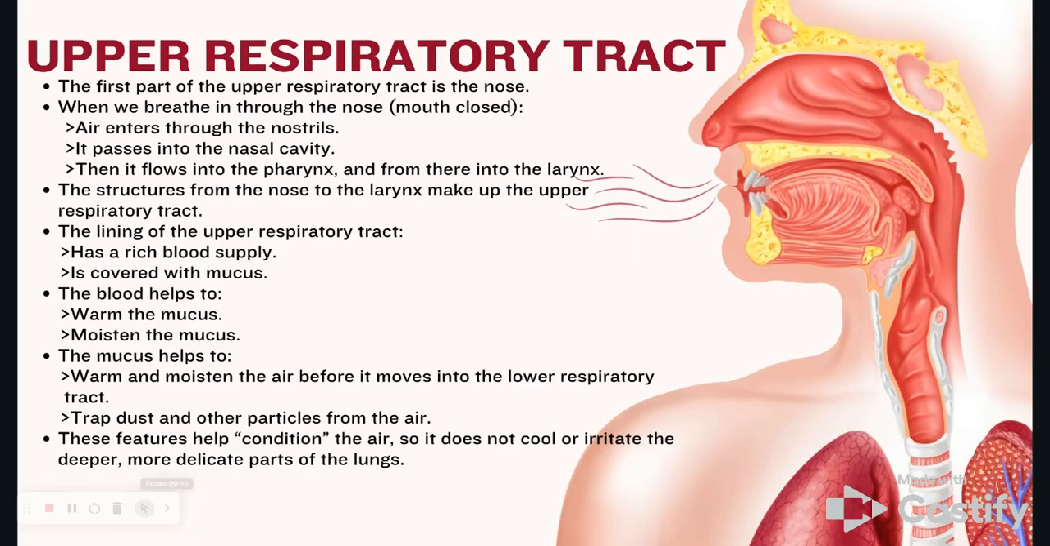The blood is going to help warm the mucus. Okay? It's going to moisten the mucus as well. Okay? The mucus is going to help to warm and moisten the air. So the blood is going to warm and moisten the mucus. The mucus is going to help warm and moisten the air before it moves into the lower respiratory tract.